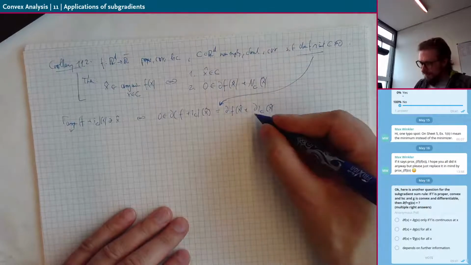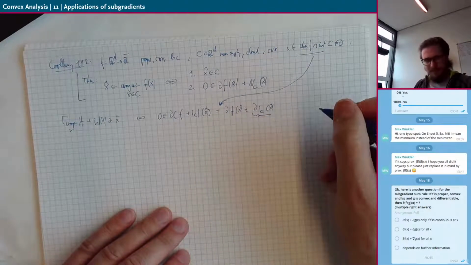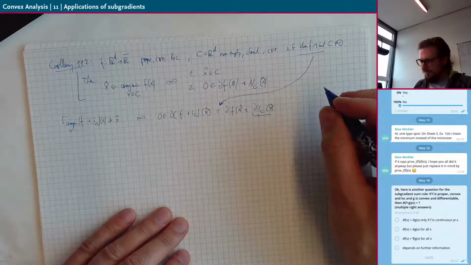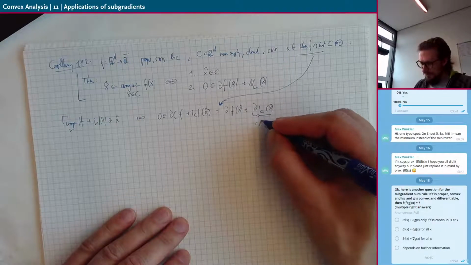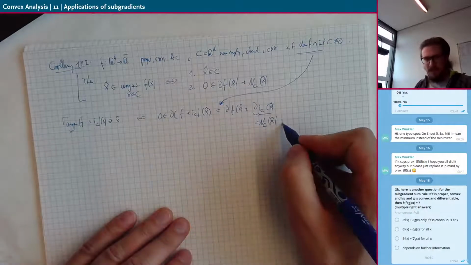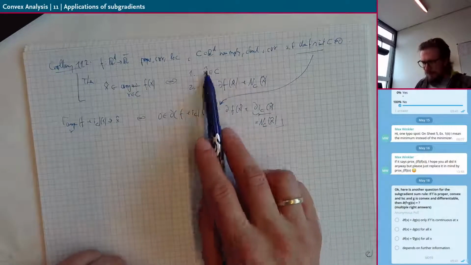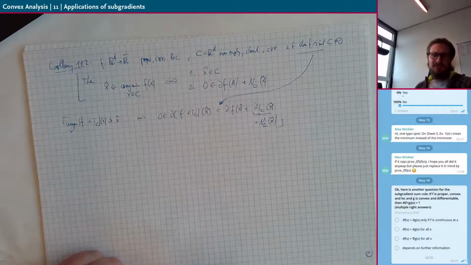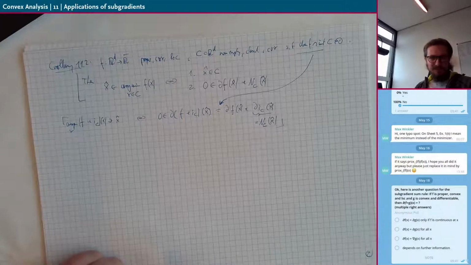And then the final thing we should notice is that the subdifferential of the indicator function of some set C is actually equal to the normal cone. Okay, so this characterization is kind of the principle of Lagrange multipliers in some sense.